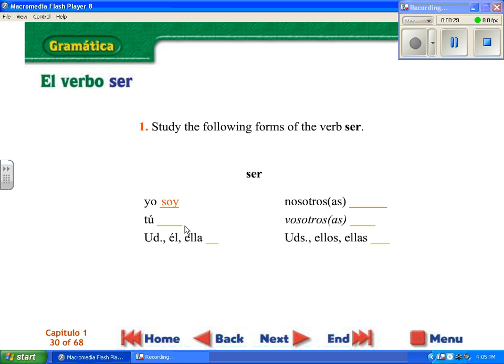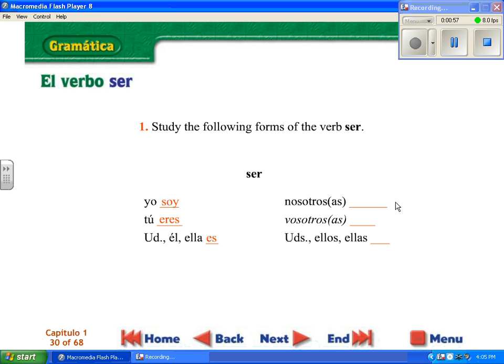Tú eres. Usted es. Él es. Ella es. These three forms of the verb ser are called singular forms of the verb ser because they refer to only one person.